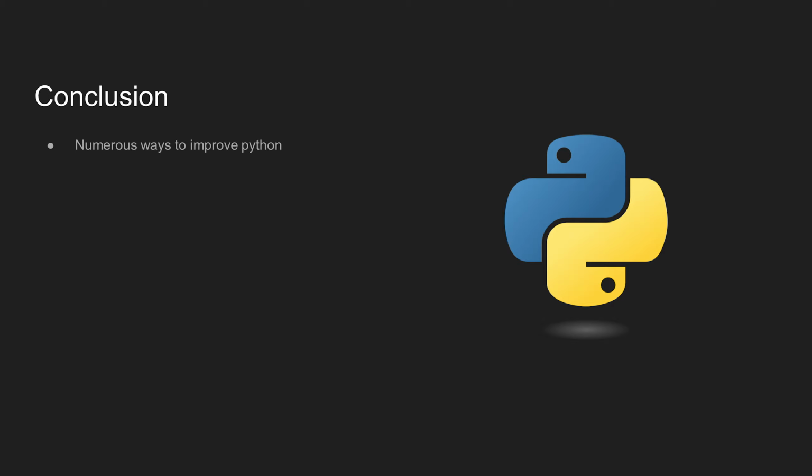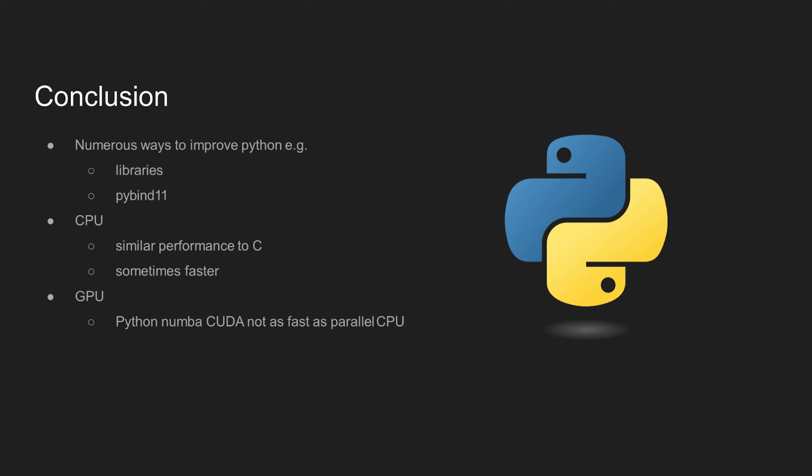To conclude, there is a number of ways to improve the performance of Python codes. On the CPU, it can be done with predefined libraries or added C modules with PyBind11. The resulting performance boost can be compared to, or sometimes even outperform, pure C code. On the GPU, the NumPy-CUDA for Python does not help to obtain a comparable speedup. However, the C code can be drastically outperformed by using the CUDA-C programming model, which achieves 30 times better performance.